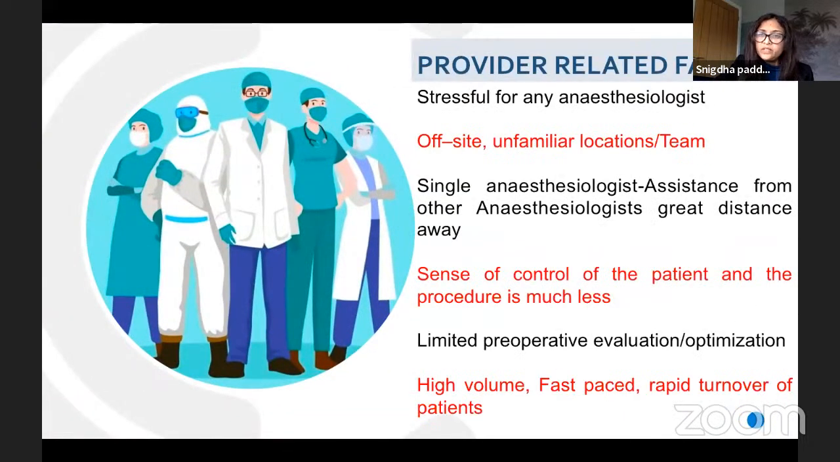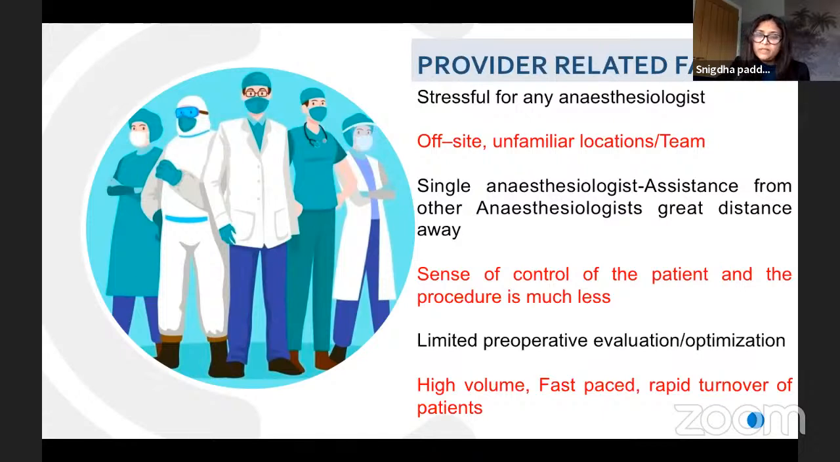So for any anesthesiologist, providing anesthesia to a cardiac patient in a remote location is quite stressful and harrowing because mostly it is off-site in unfamiliar locations, far away from the main operating departments. And in some facilities, it is also in the basement of the hospital. So it gives a sense of insecurity to the anesthesiologist because it's difficult to get support from his fellow colleagues.